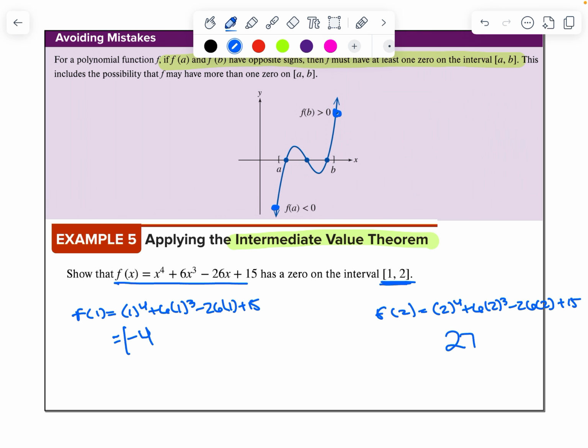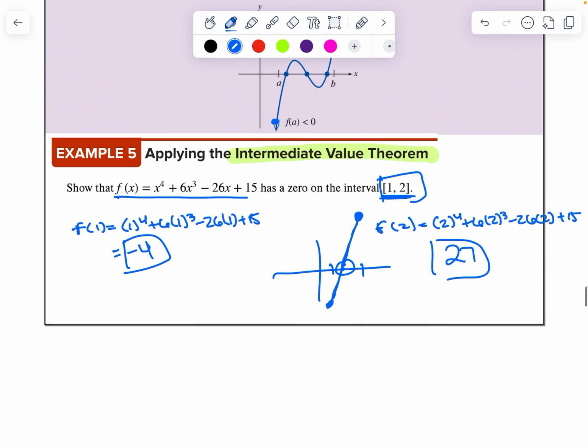Notice that this one is a negative number. This one is a positive number. So if I have the point 1, negative 4, and the point 2, 27, that means that there is a solution somewhere between those, right? It has to cross through the x-axis to get from one point to another. It doesn't tell us what that point is. It just tells us that there is a solution somewhere between 1 and 2. That's all it tells us.